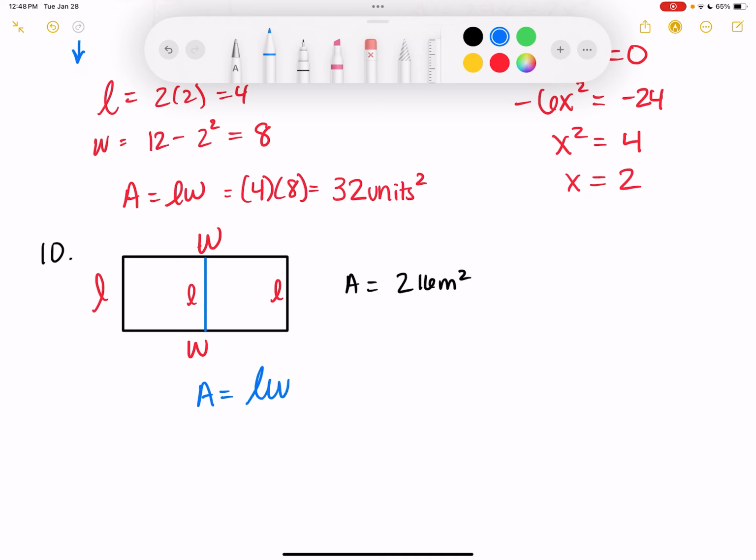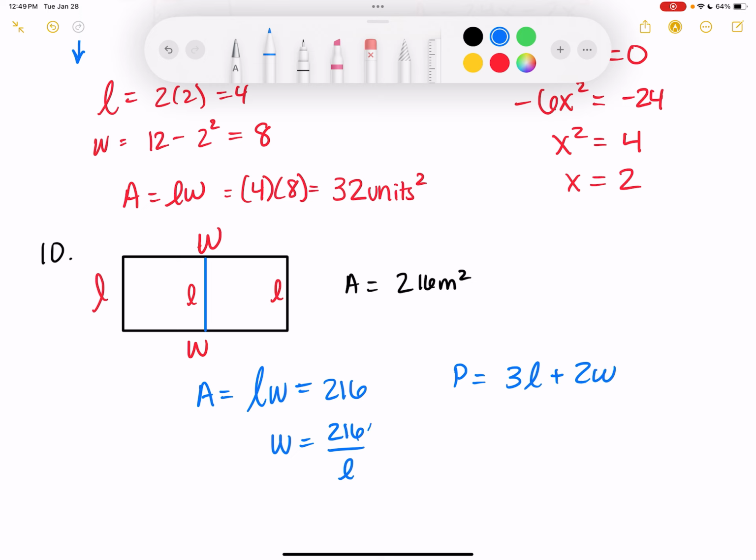Area is length times width. So I can solve for one of the variables. So W equals 216 over L. Now, ultimately, I'm going to be looking for stuff that deals with perimeter, so obviously I need that formula as well. In general, perimeter is 2L plus 2W. However, in this particular case, it's actually 3L plus 2W.